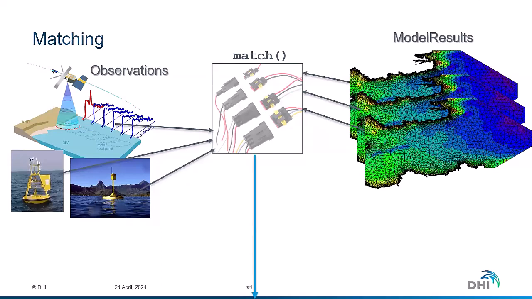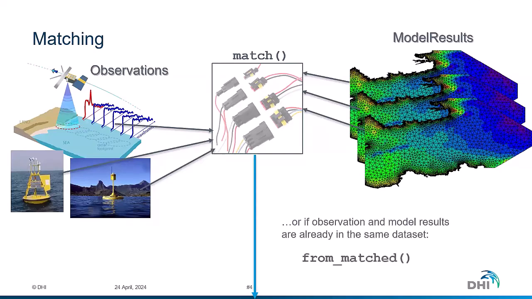And then follows the analysis phase. But in some cases, you may already have your model results and observations compared, and then you're not forced to go through this workflow of first defining observations and then model results and so on. Then we have a method called from matched, where you can go directly to the analysis phase.